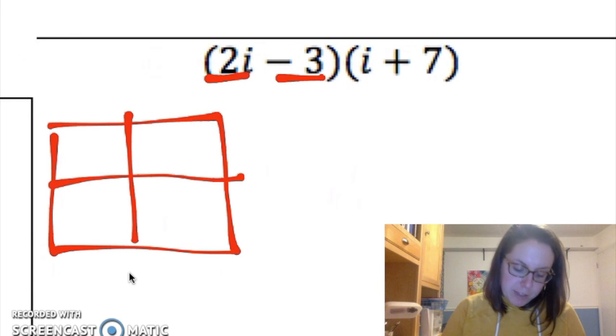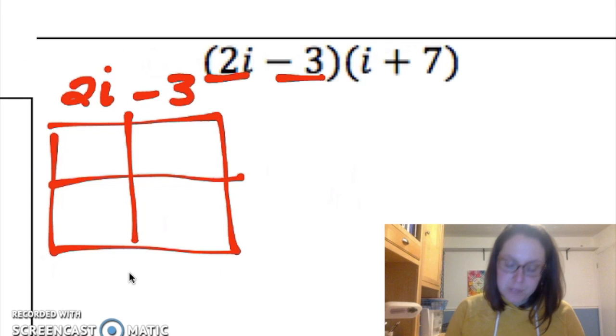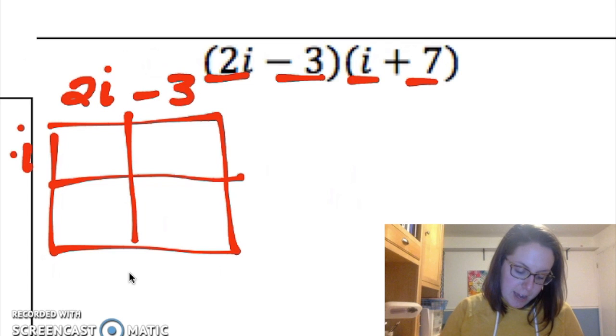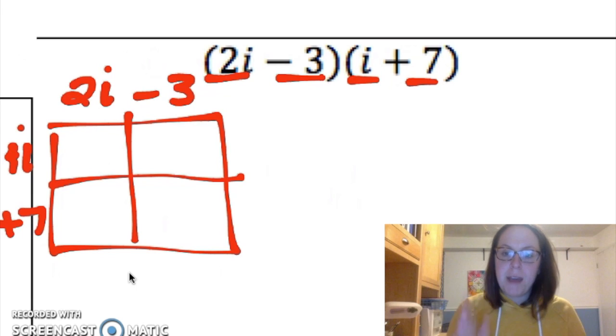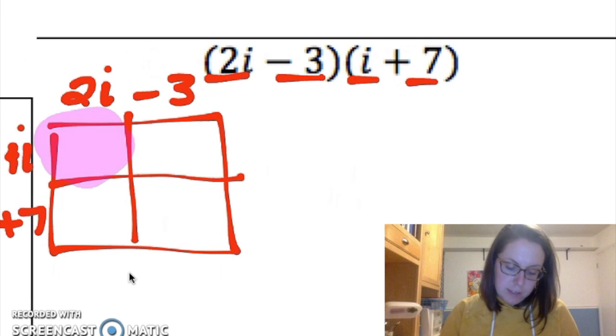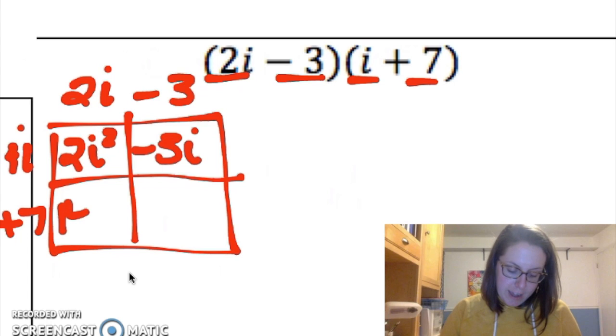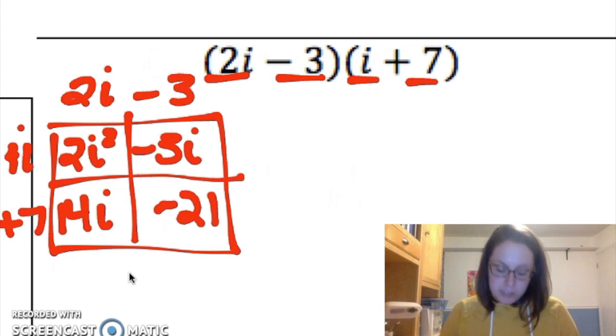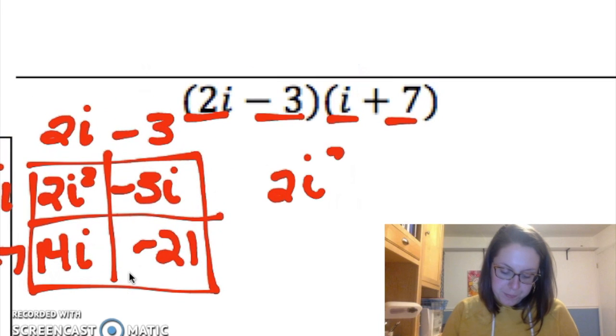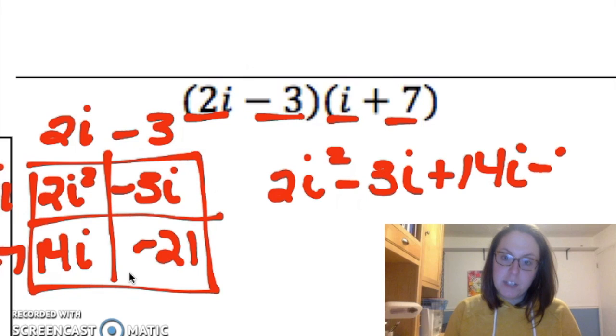So 2i - 3, I'm going to put that on one side, and i + 7 on the other. Then I'm going to multiply every column by every row. In this first box, I would have 2i times i, so 2i squared. Then I would have -3i, then 14i, and then -21. So this is really 2i squared - 3i + 14i - 21.